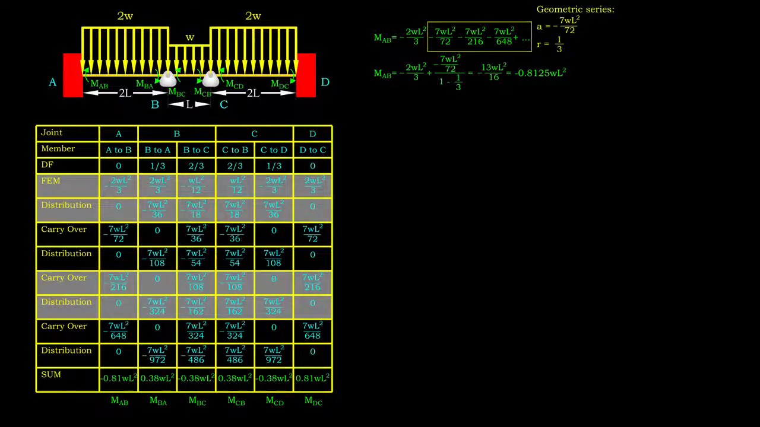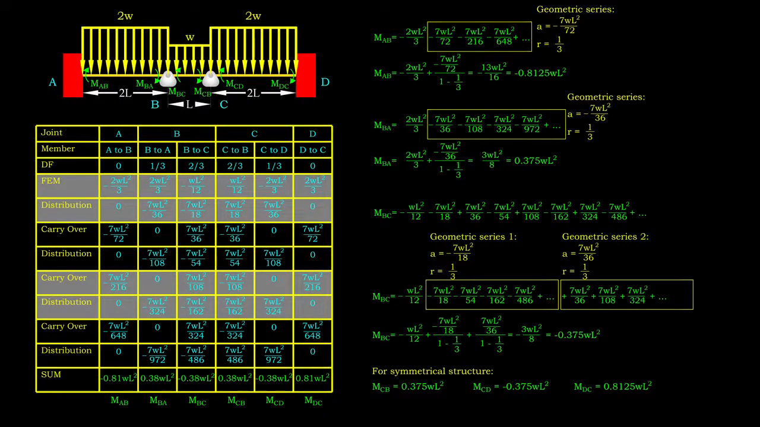By excluding the FEM amounted -2/3 from the consideration, the remaining terms is a geometric series, where the initial value of the series is -7/72 and the common ratio is 1/3. Therefore, the exact solution for end moment AB is the sum of the series to infinity and add on the external term -2/3. By using this concept, the exact values of end moments can be calculated.